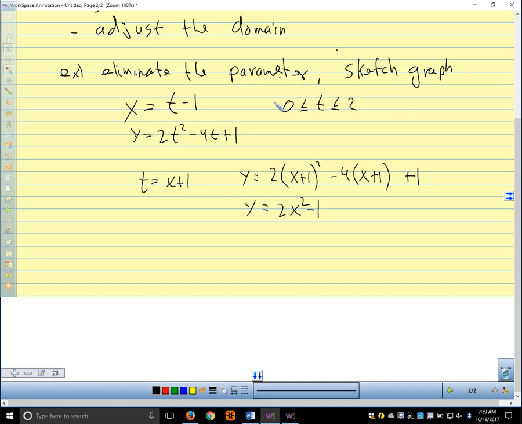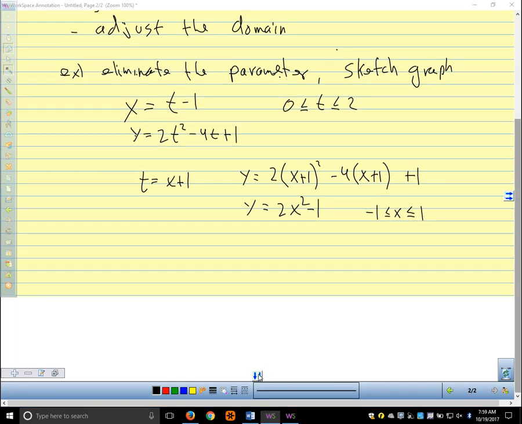Yeah. And now we're going to adjust our domain. 0 is less than or equal to t, less than or equal to 2. Well, that's going to imply that -1 is less than or equal to x, less than or equal to 1. So if we look at our x-coordinate, we substitute in 0, we get -1. We substitute in 2, we get positive 1. So our domain is from -1 to 1 in our x-coordinate.